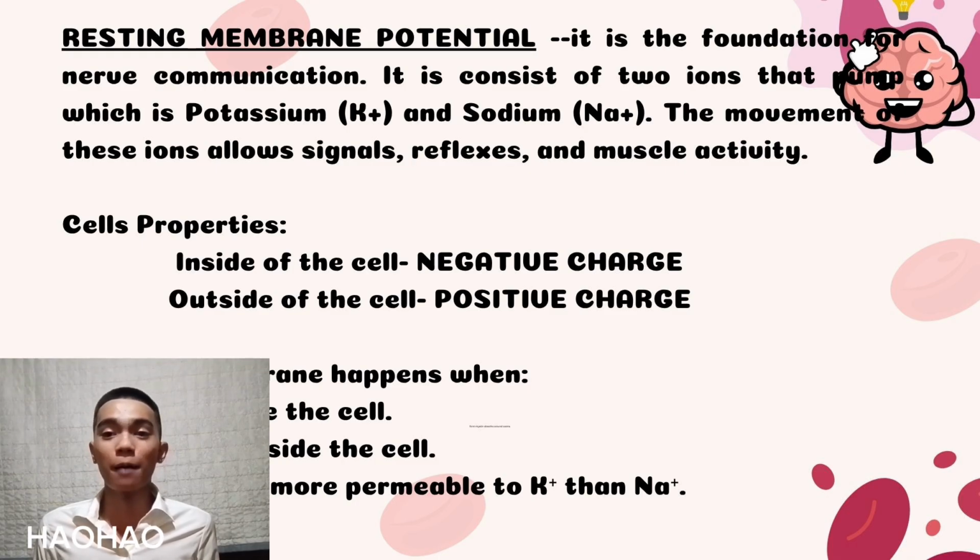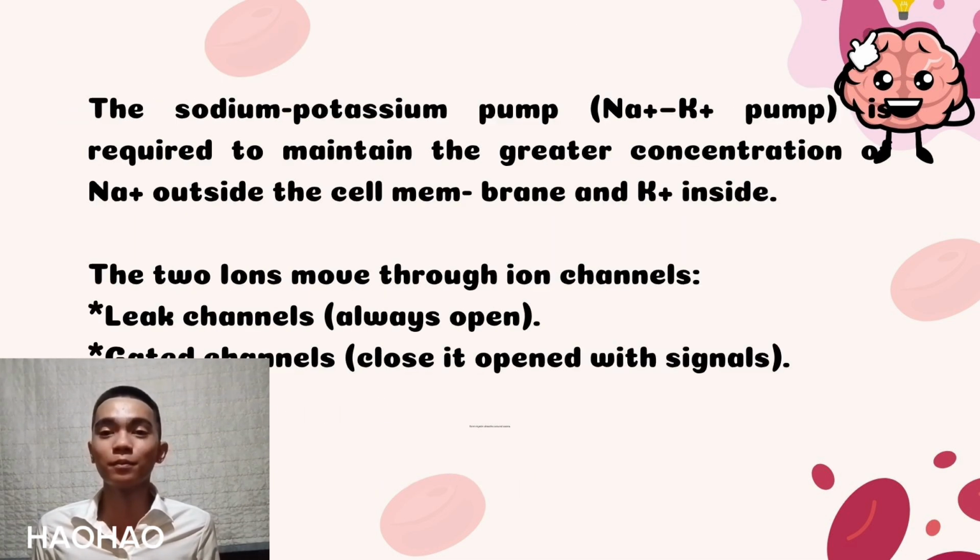Resting membrane potential happens when, number 1, there is more potassium inside the cell, and number 2, more sodium outside the cell. And lastly, the membrane is more permeable to potassium than sodium. The sodium-potassium pump, or the Na+/K+ pump, is required to maintain the greater concentration of sodium outside the cell membrane and potassium inside.